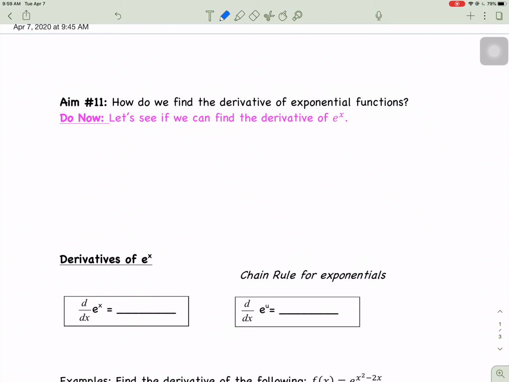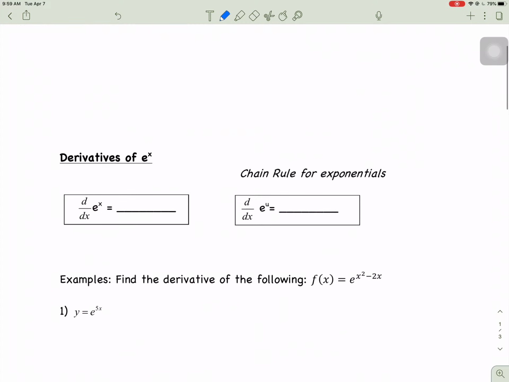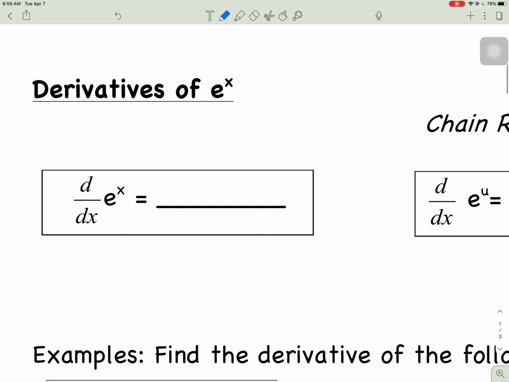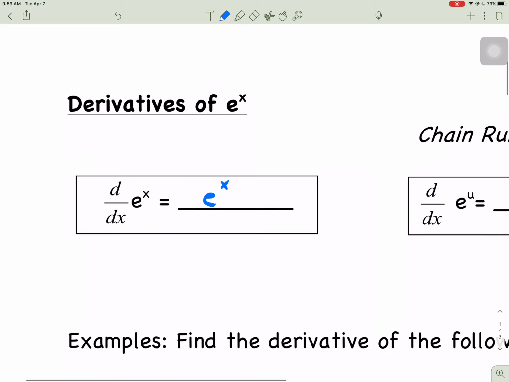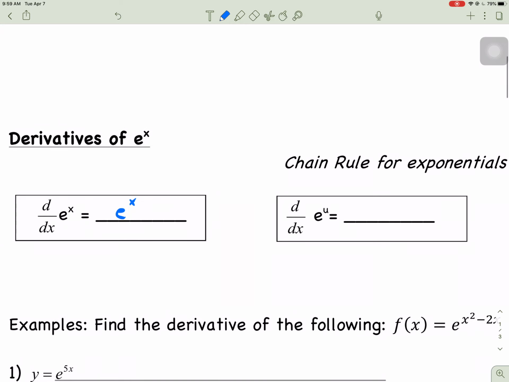Okay, the next type of derivative we're going to look at are derivatives of exponential functions. So the derivative of e to the x, and this is a strange one, is just e to the x. Now, more specifically, if you have e to some power u, the derivative of e to the u is e to the u times the derivative of whatever the exponent is. And that could be simple or it could be more complicated.